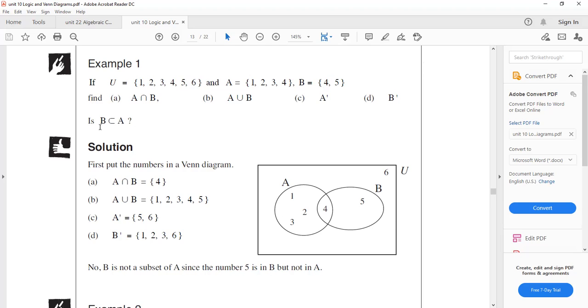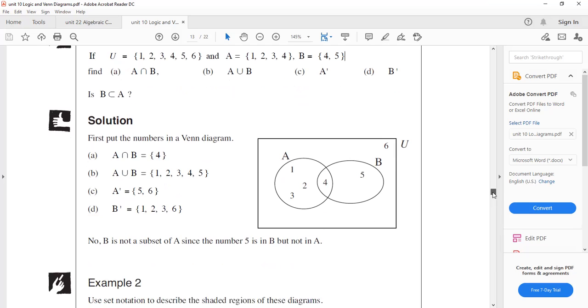And they ask a question: is B a subset of A? When you look at B, B is 4, 5, but A is 1, 2, 3, 4. You see 4 in A, but you don't see 5 in A. So that means B is not a subset of A, since 5 is not in A. All right, and that would be it.